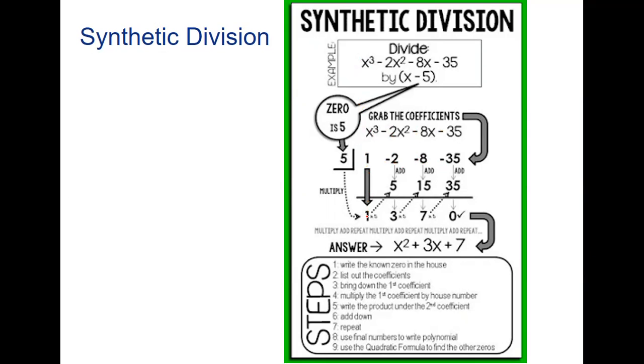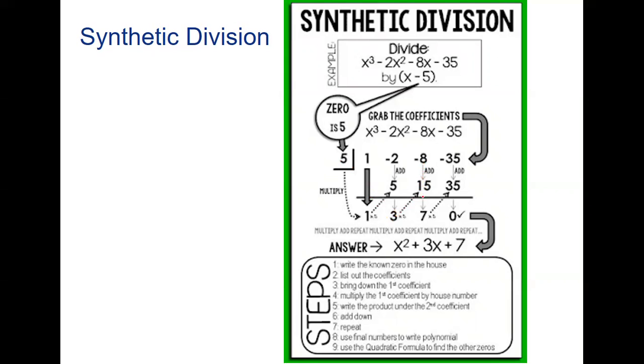All right. After you do that, then that's where the fun begins. You bring down the first coefficient. We multiply diagonally. So 5 times 1 is 5. You put the product here, and then we add vertically. So -2 plus 5 is 3. Multiply diagonally. 5 times 3 is 15.